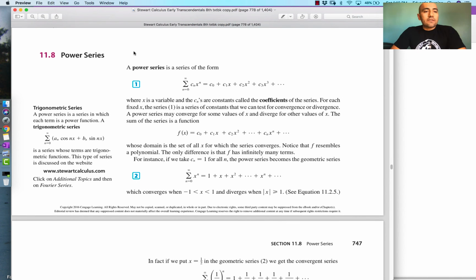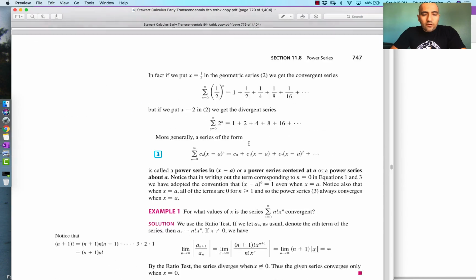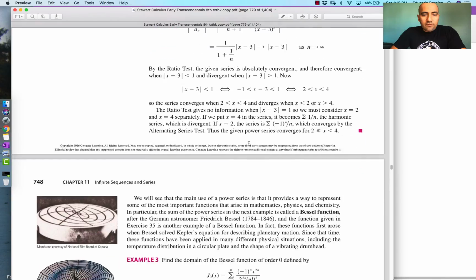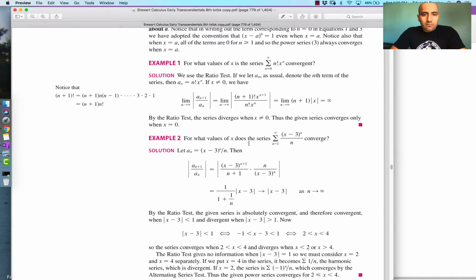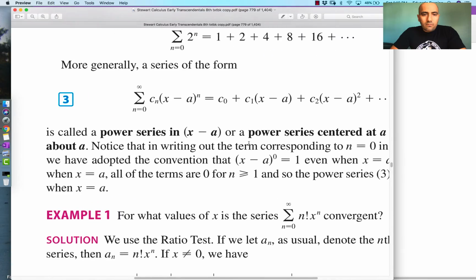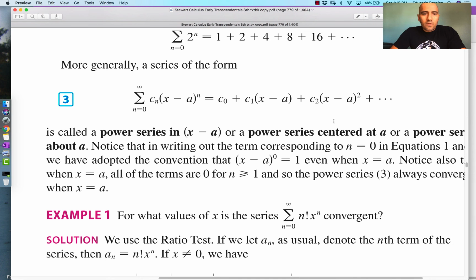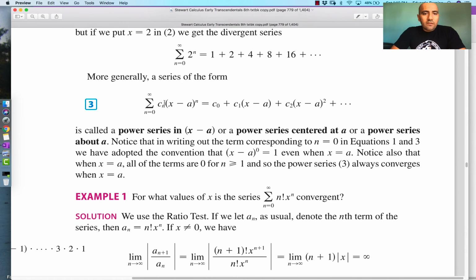We learned power series in Chapter 11, Section 8, right? So this was our first introduction to a power series. The more general form of a power series was given here: a power series centered at a, or a power series in x minus a, or a power series about a. Okay, so we learned all about power series in Chapter 11, Section 8.